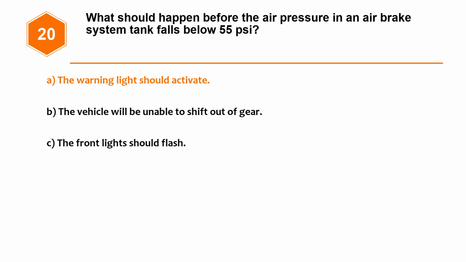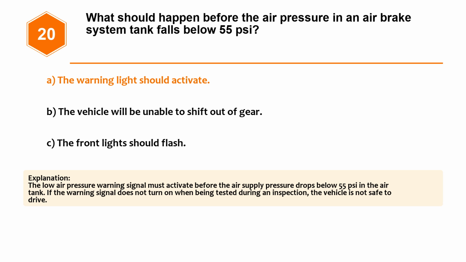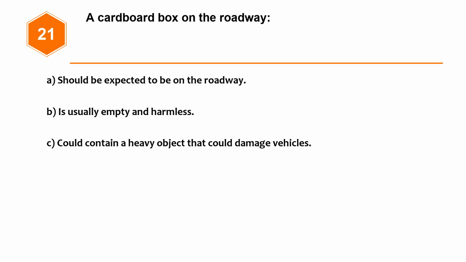The correct answer is option A. The warning light should activate. Explanation. A low air pressure warning signal must activate before the air supply pressure drops below 55 psi in the air tank. If the warning signal does not turn on when being tested during an inspection, the vehicle is not safe to drive.